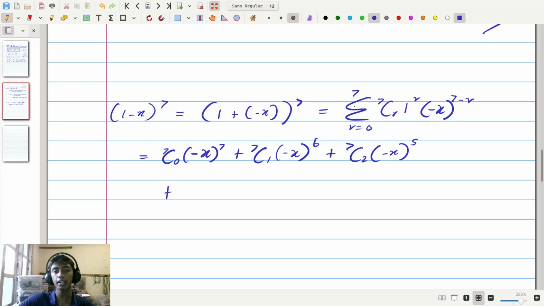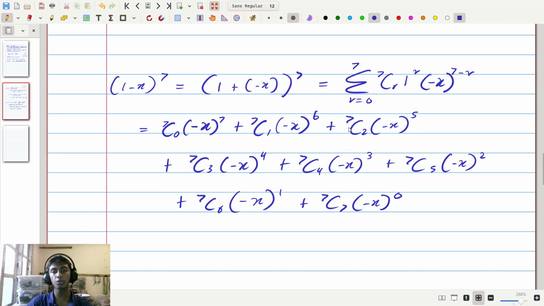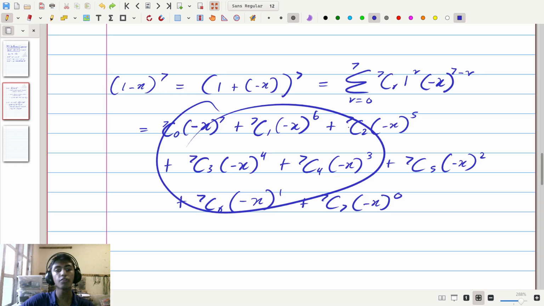And then the next term after that is going to be 7 choose 3 times (negative x) to the power of 4. The term after that is going to be 7 choose 4 times (minus x) to the power of 3. The next term after that is going to be 7 choose 5 times (minus x) to the power of 2. The last two terms are going to be 7 choose 6 times (minus x) to the power of 1, and finally, 7 choose 7 times (minus x) to the power of 0. So these are the terms that we want. Now what we need to do is to find each of these values of 7 choose 0, 7 choose 1, 7 choose 2 and so on, and write them down into here, substituting them, to find our final answer.